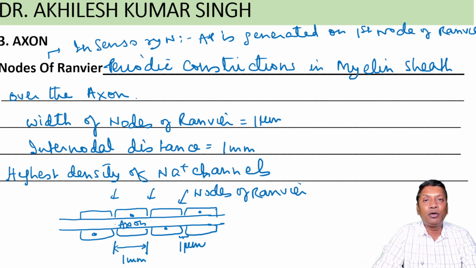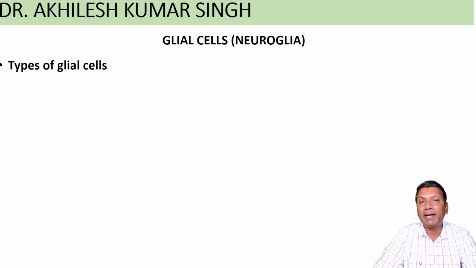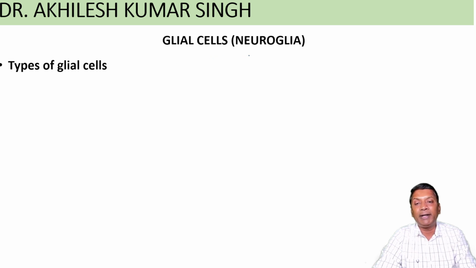Then where are the neurotransmitters stored? The neurotransmitters are stored in the terminal buttons at the end of the axon, right? So these are the parts of the typical spinal motor neuron. Now coming to another topic of nerve physiology, that is the glial cells. The glial cells are also called neuroglia.